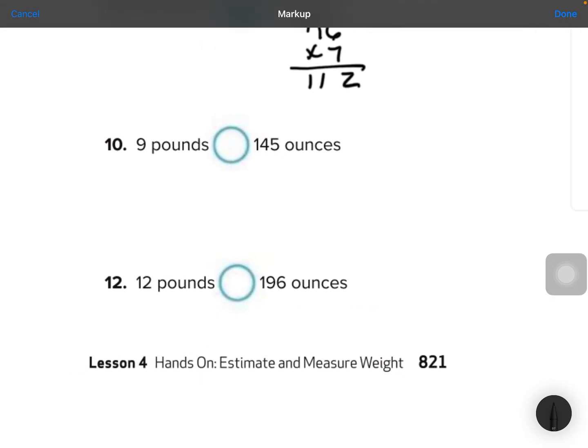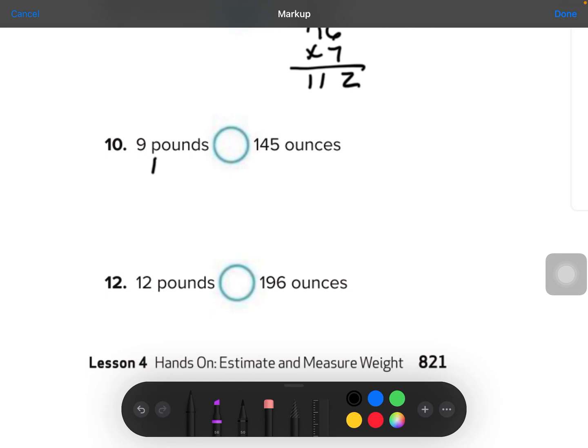Number 10, 9 pounds versus 145 ounces. So let's see, I'm going to do 16 times 9. Okay, so 9 times 6 is 54. 9 times 1 is 9, plus 4 is 144. Ooh, can you see which one is greater? That's right.